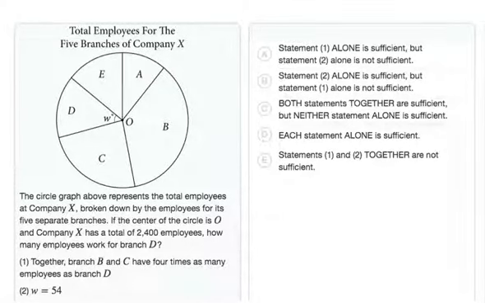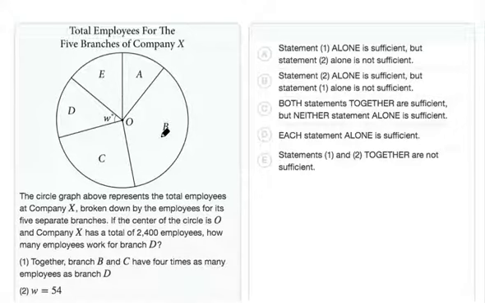To solve this data sufficiency question, we'll consider each statement separately first and then together if needed. Before diving into the statements, let's take a look at the information we're given from the question. We're also given this graph, a circle graph actually, where the entire thing represents the total employees for the 5 branches of company X. The 5 branches being A, B, C, D, and E.